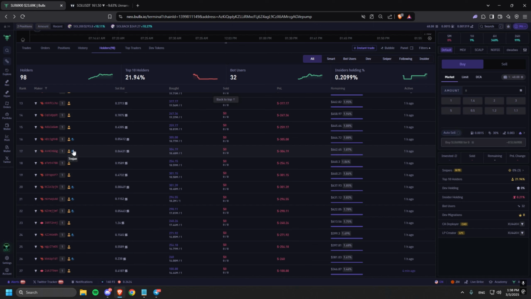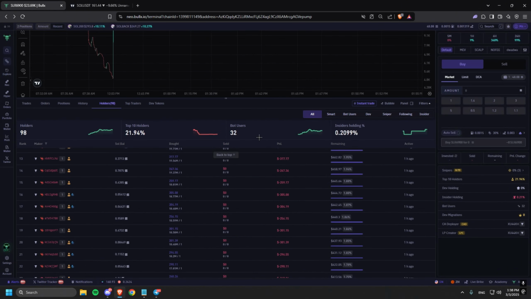So okay, here you see Trojan, Trojan, Trojan, Trojan, Trojan. They all hold around the same percentage with low SOL balance. This is a bundled coin.